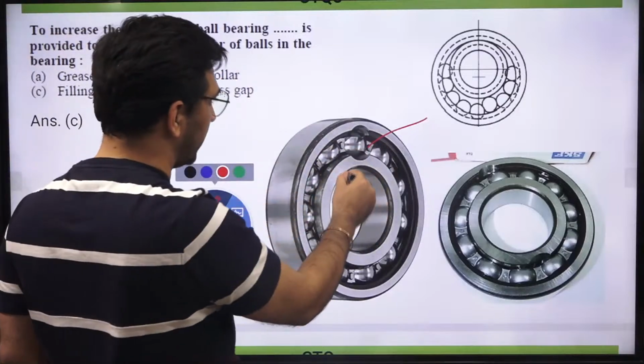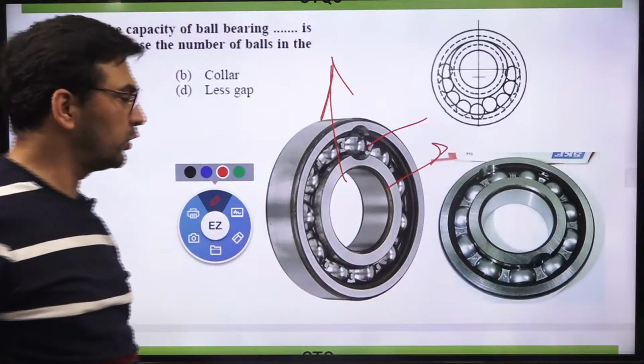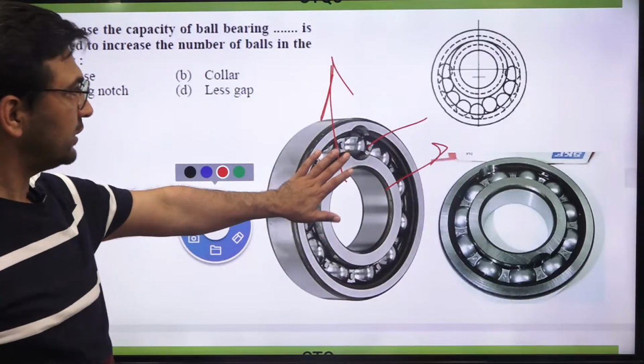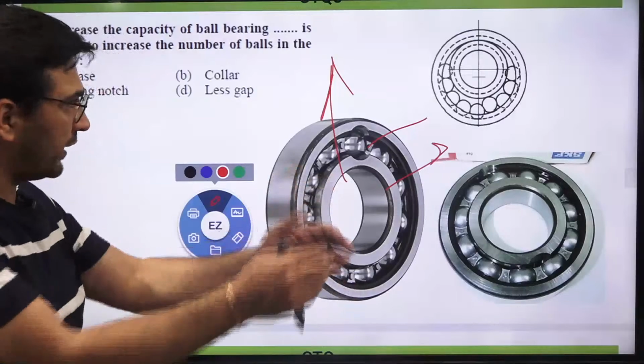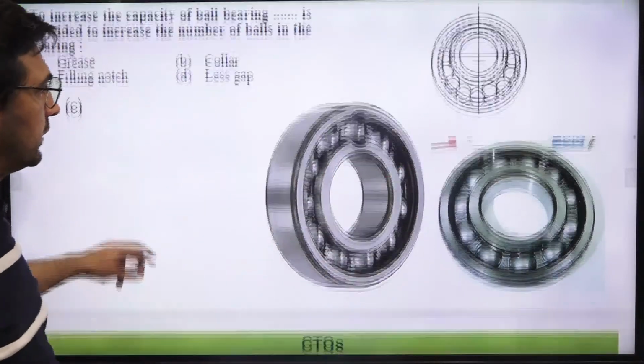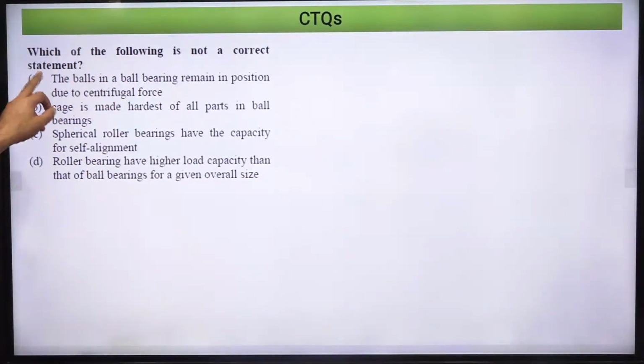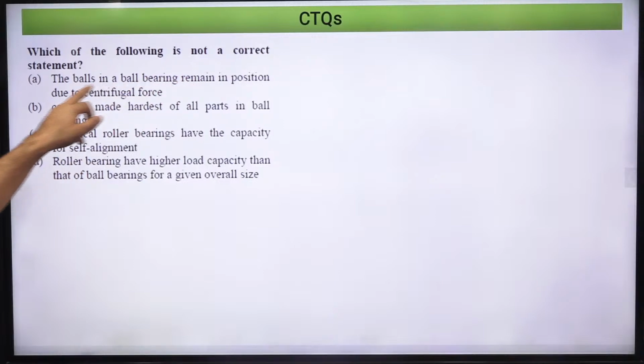Even if it is rotating, they are going away, so it has nothing to do with the retention. Retention is done by this particular cage we have provided so that they don't go away, right? So this is not the correct statement. Which of the following is not the correct statement? The balls in the ball bearing remain in position due to centrifugal force. This is incorrect. Cage is made the hardest of all the parts in the ball bearings.